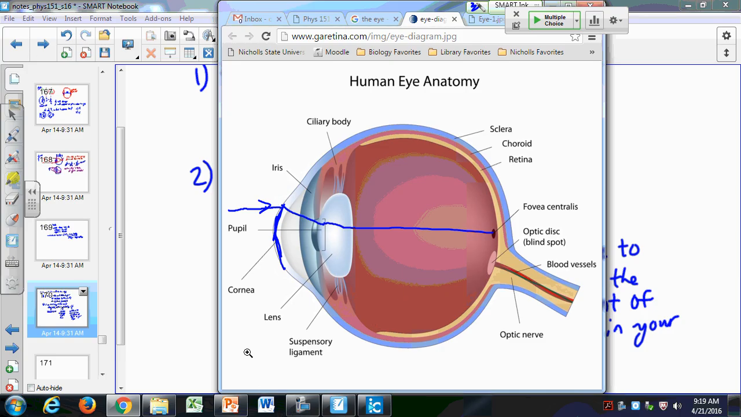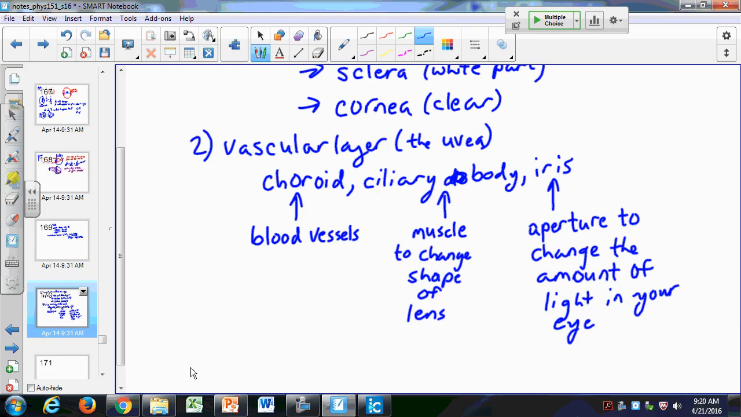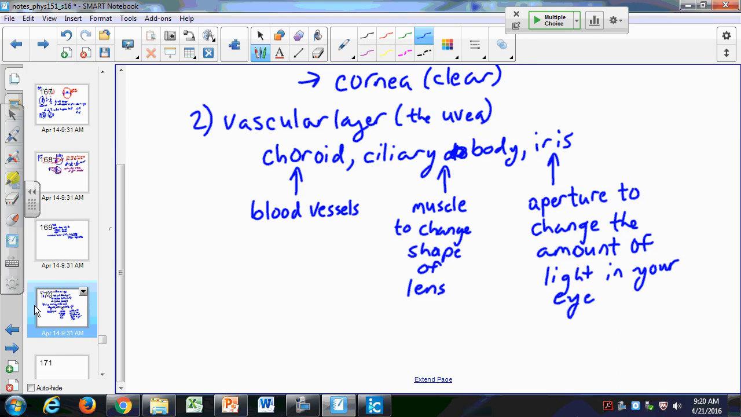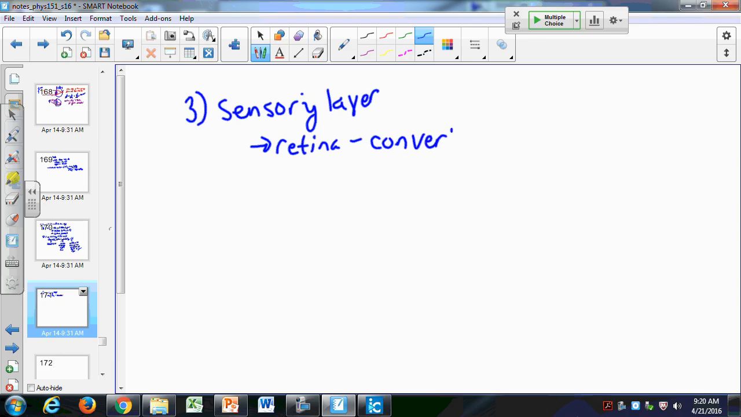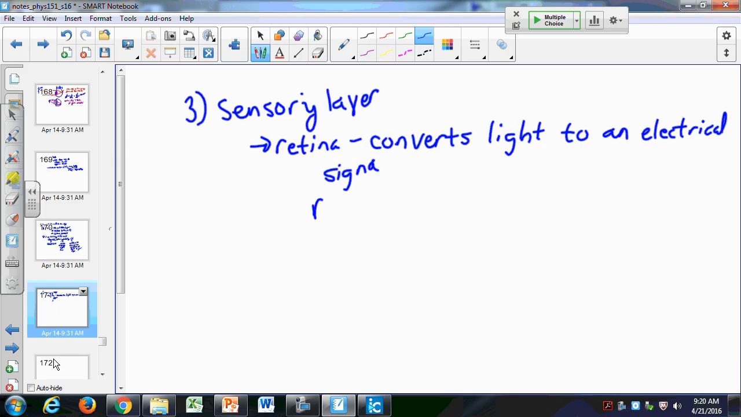Okay, the third layer, remember there are three layers, is the sensory layer. It actually senses the light. It's the innermost layer. It contains the retina. And the retina converts the light to an electrical signal. It contains rods and cones.